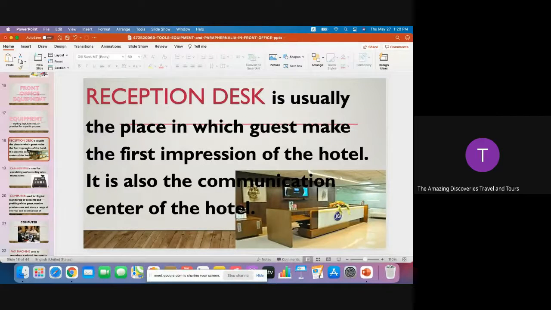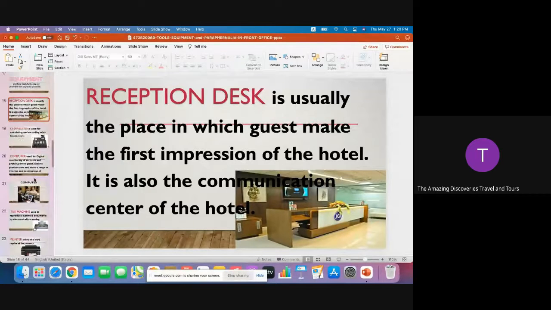And then at the same time, it is also the communication center of the hotel. So kung may mga requested guest pakadto sa concierge or may requested guest for example pakadto sa accounting, sa marketing and sales, sa F&B, sa rooms in charge for example, dira tanan nagakatabo. Okay? Okay, let's continue.